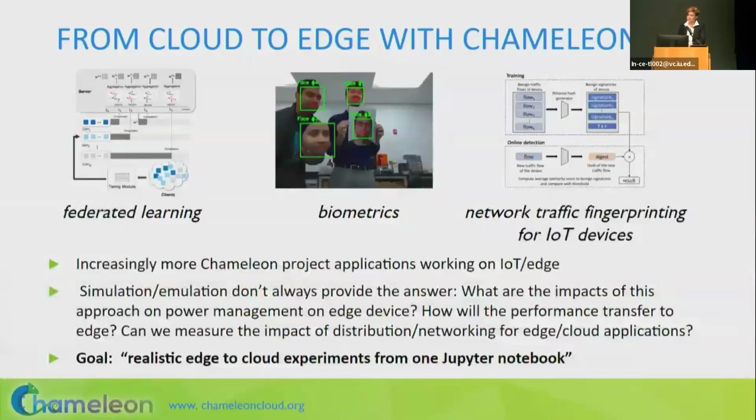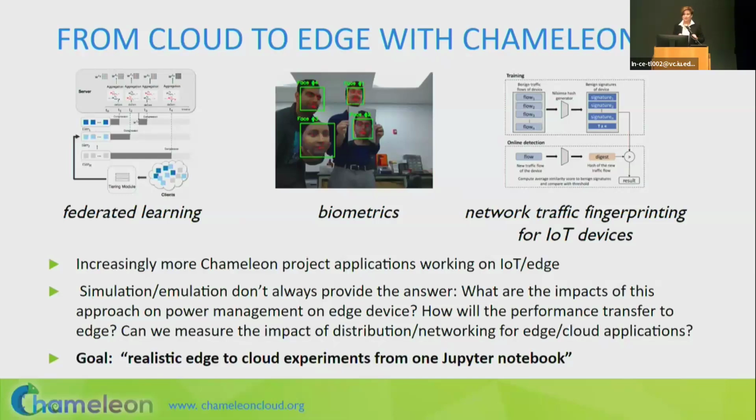And now switching to the edge a little bit. So several years ago, we realized that more and more of our users were interested in edge computing. They were running experiments with federated learning, network traffic fingerprinting, all sorts of IoT devices, but we did not provide those experimental capabilities. So the only way they could use Chameleon for those experiments is really via some sort of simulation or emulation. And for an experimental testbed, that's not a good look, right? That's not a good look if your users can only do something via simulation.